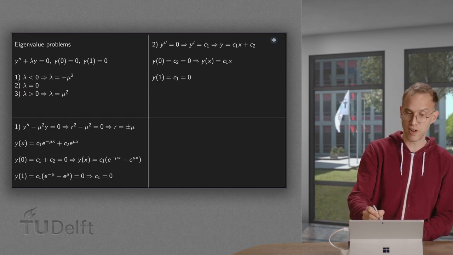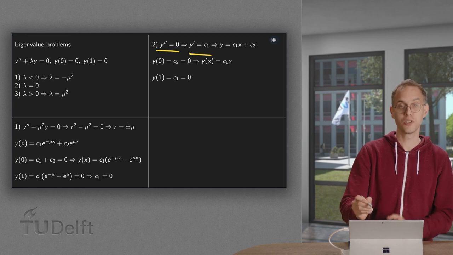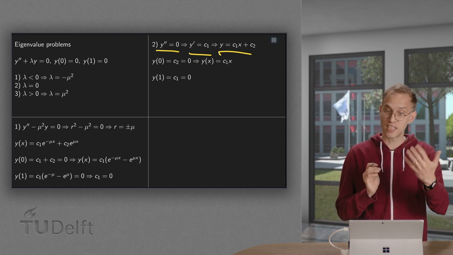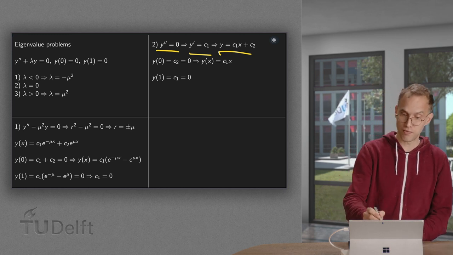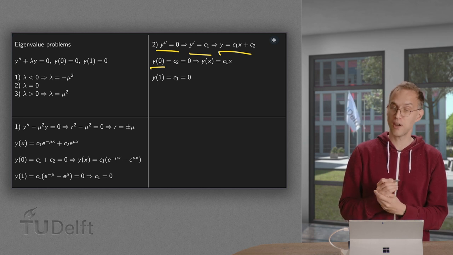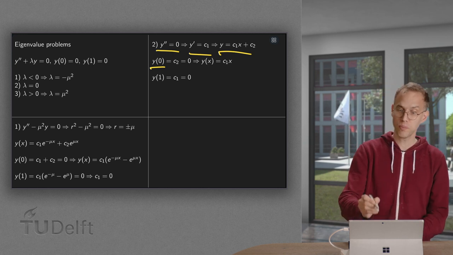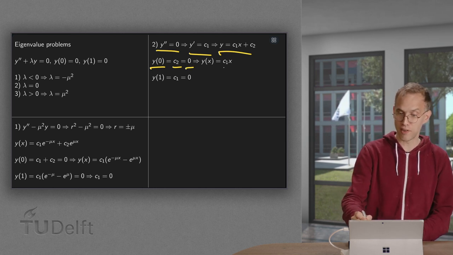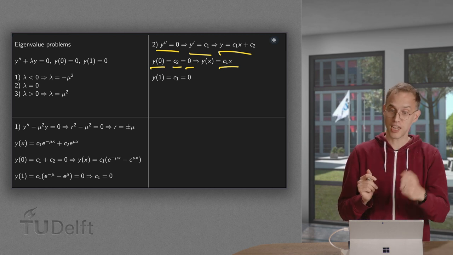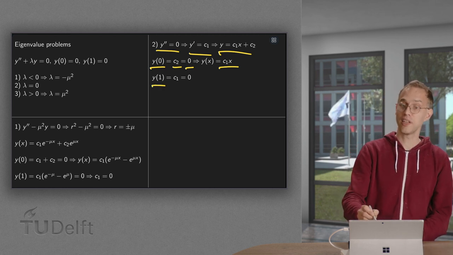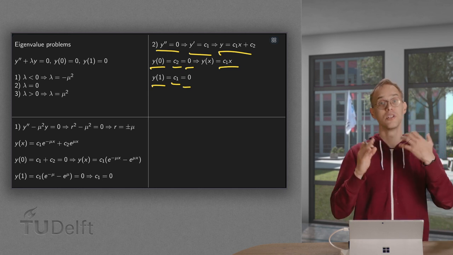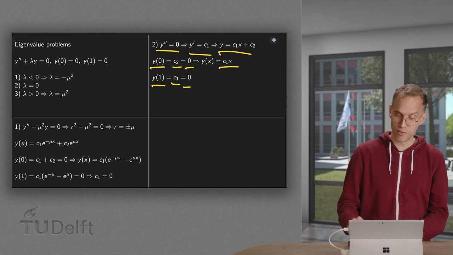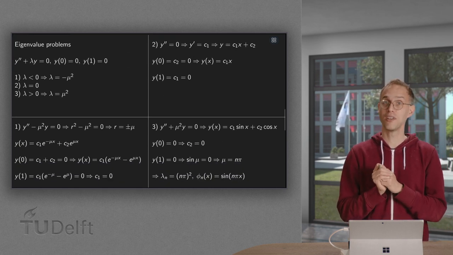Moving on to the second case, lambda equals 0. So that means that we have y double prime equals 0, or y prime is a constant after one integration, or y equals c1 times x plus c2 after the second integration. Plug in the first condition, y of 0, then we get c1 times 0 plus c2 equals 0, so c2 equals 0, which means that we have y of x equals c1 times x. We use the second condition, y at x equals 1 equals c1 also has to be 0, so c1 equals 0, and again we only have the trivial solution.